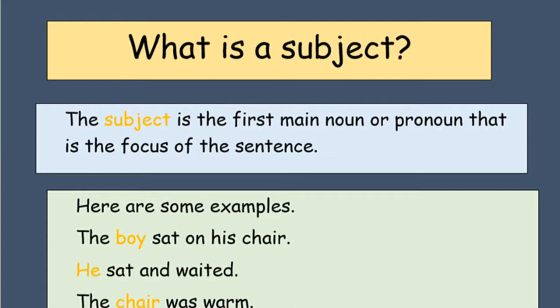What is a subject? The subject is the first main noun or pronoun that is the focus of the sentence. Here are some examples. The boy sat on his chair. In this simple sentence, the subject is the boy. He sat and waited. He is the subject in this simple sentence. The chair was warm. Here, the subject is the chair.